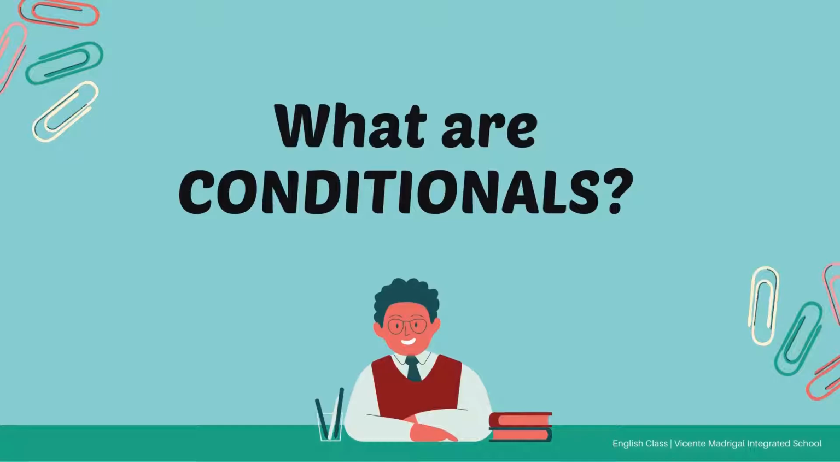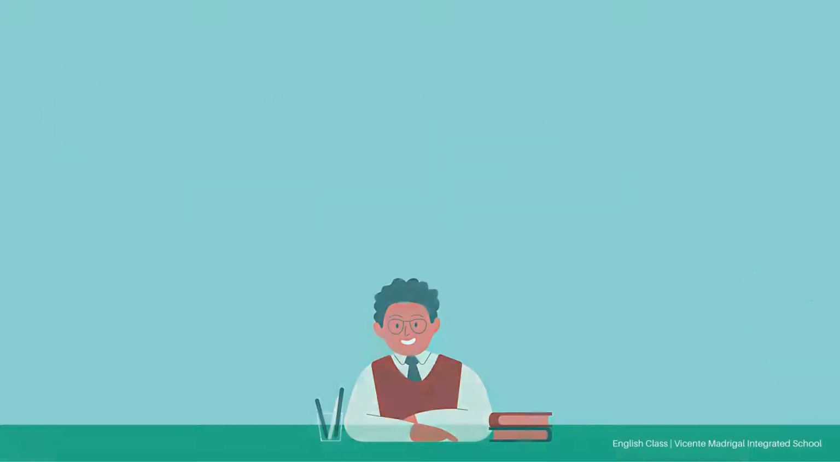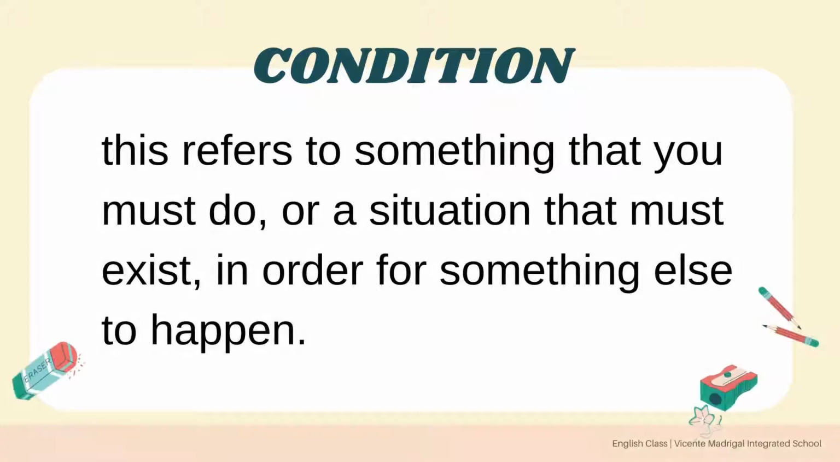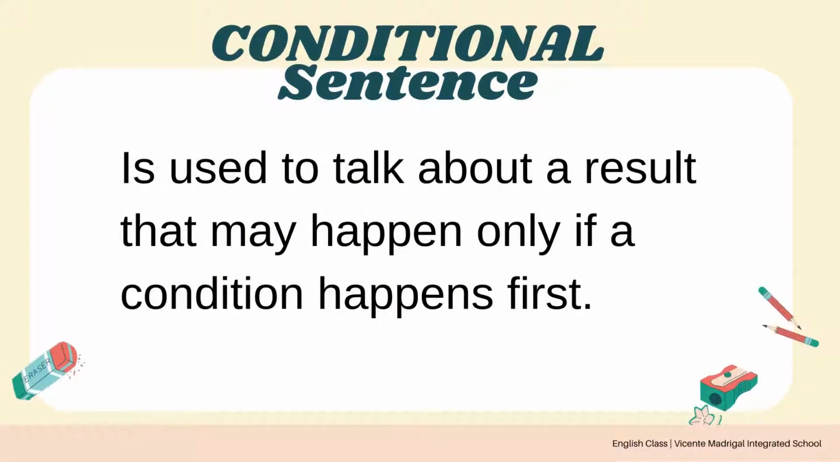What are conditionals? Conditionals are statements expressing the result of a particular condition. It tells us the result of a condition. A condition is defined as something that you must do or a situation that must exist in order for something else to happen. So meaning, conditional sentence is used to talk about a result that may happen only if a condition happens first.